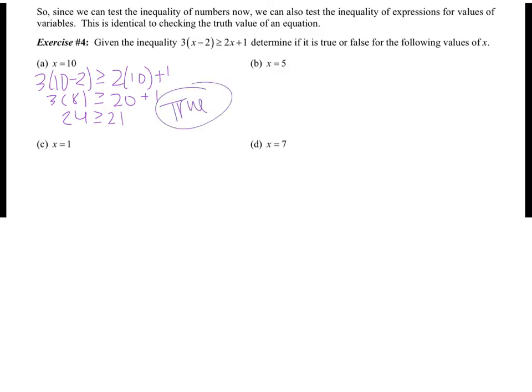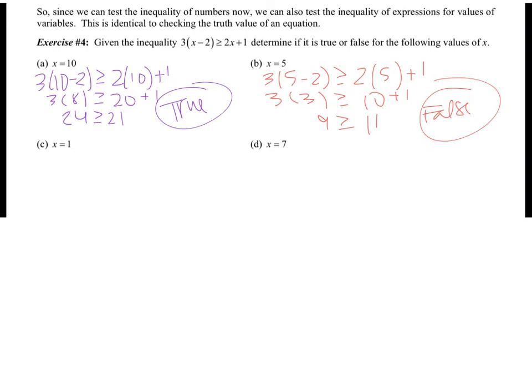true. What about for 5? So 3 times 5 minus 2 is more than or equal to 2 times 5 plus 1. Well, 3 times 3, is that more than or equal to 10 plus 1? 9 is not more than or equal to 11, so this one is false. Let's try it for 1. 3 times 1 minus 2, is that more than or equal to 2 times 1 plus 1? So 3 times -1, is that more than or equal to 2 plus 1? Is -3 more than or equal to +3? No way!